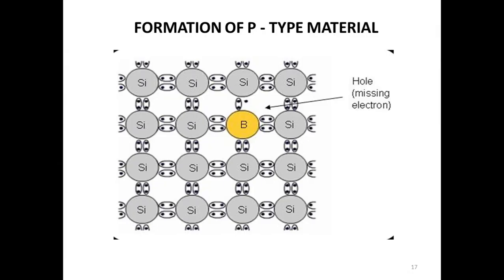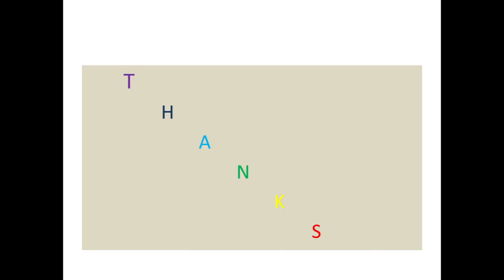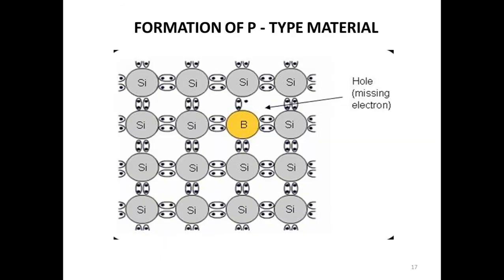So this boron atom has 3 electrons. It is bound with 4 silicon atoms, so one deficiency of an electron is there, which is known as the hole. In this way, P-type and N-type semiconducting materials are classified by doping with a third group element and a fifth group element.